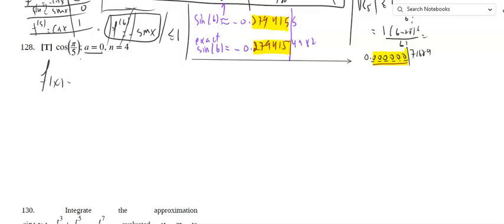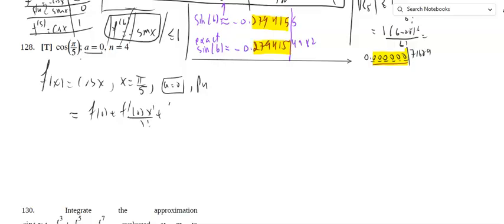So f of x here is cosine of x. X equal pi over 5. I should have done that on the previous problems. And a, we're approximating that at 0, and we want n equal 4. So f of x is going to be f of 0 plus f prime of 0 times x minus 0, which is just x. That's called the Maclaurin series.